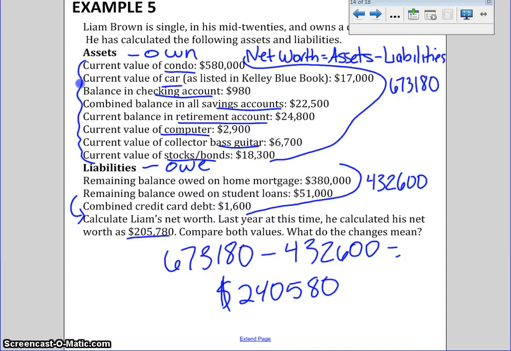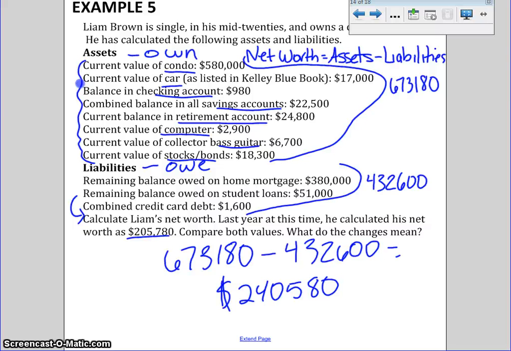So we found the net worth, and the second part of the question says, compare what the changes from last year are. Well, last year, he was only worth $205,780. Whereas this year, he's now worth $240,580, which is the difference of about $34,800. So he's worth more this year than he was last year.